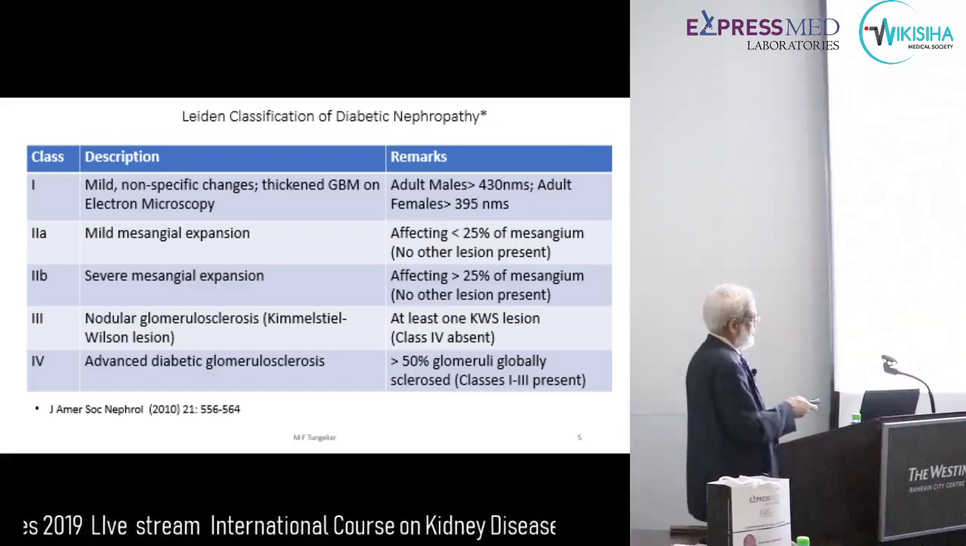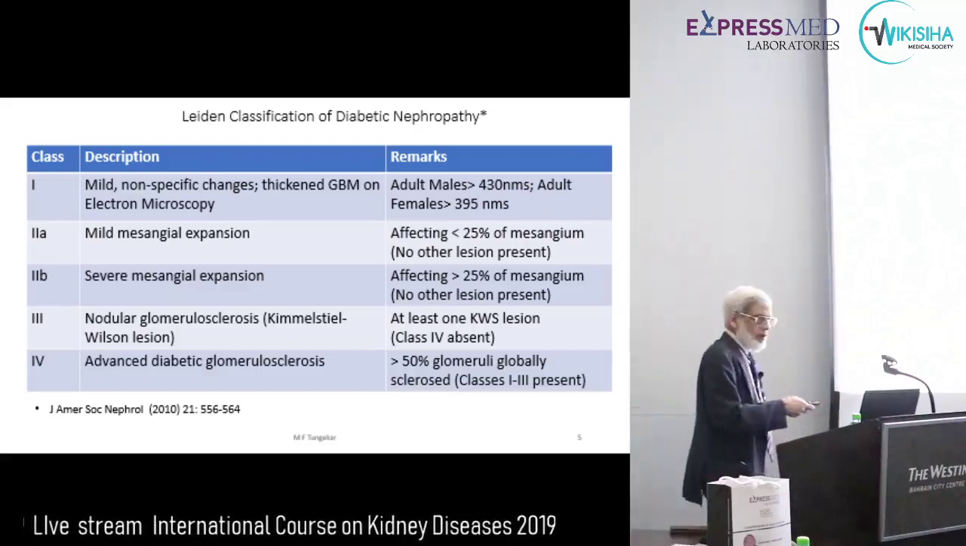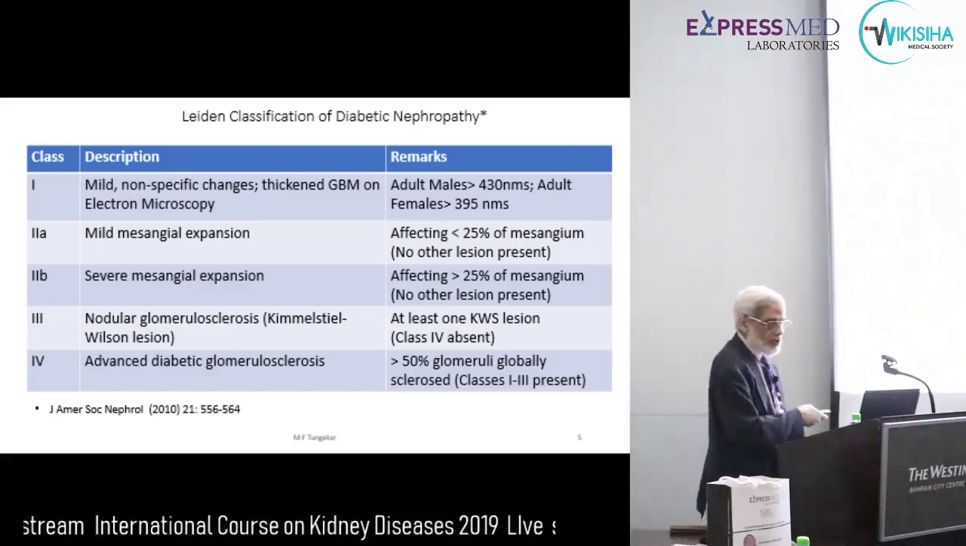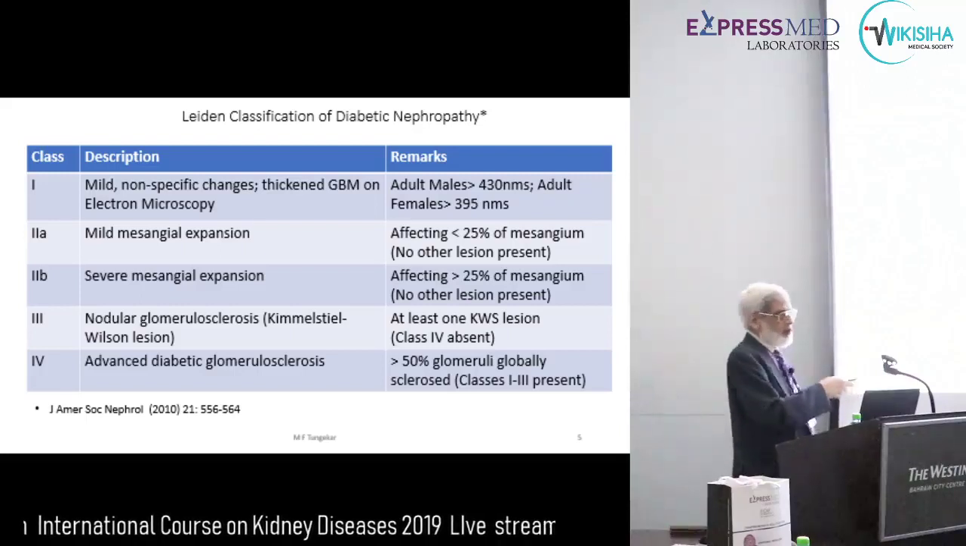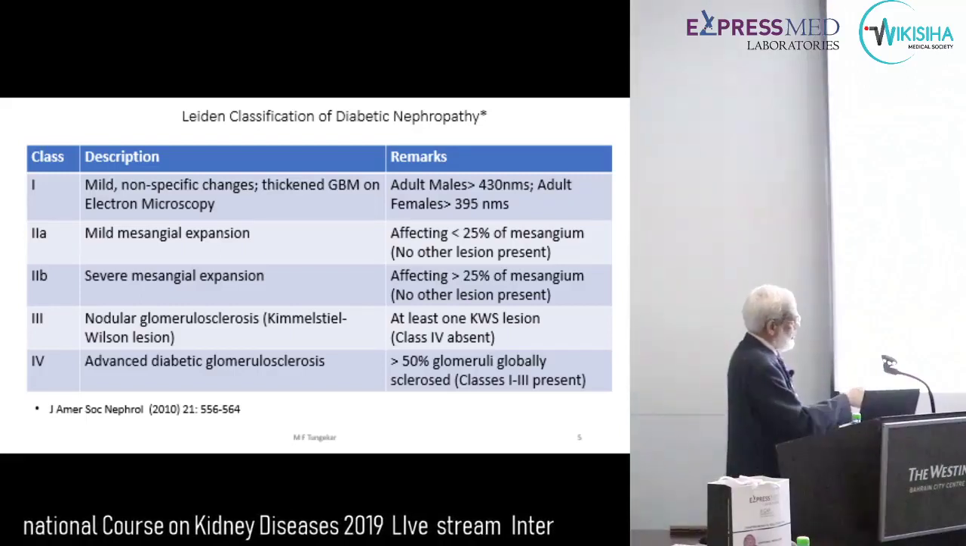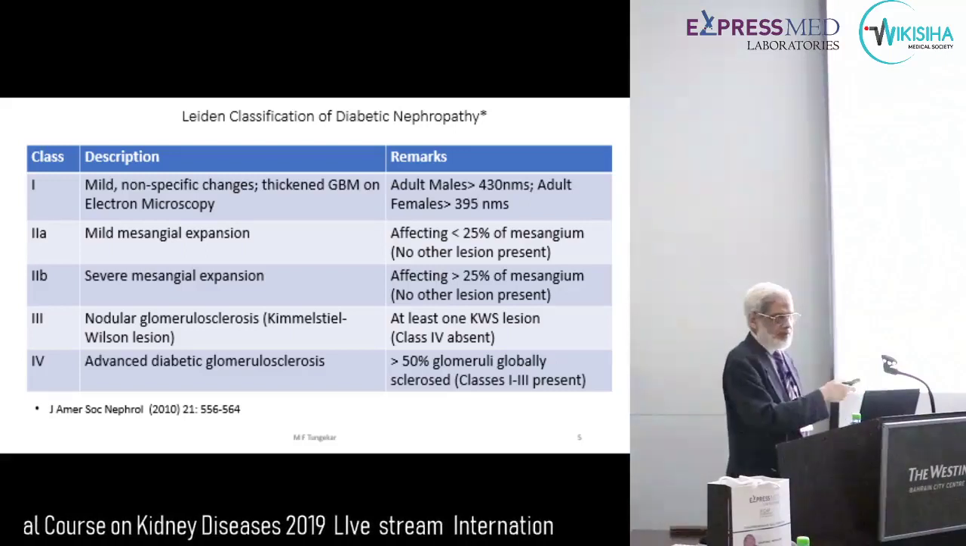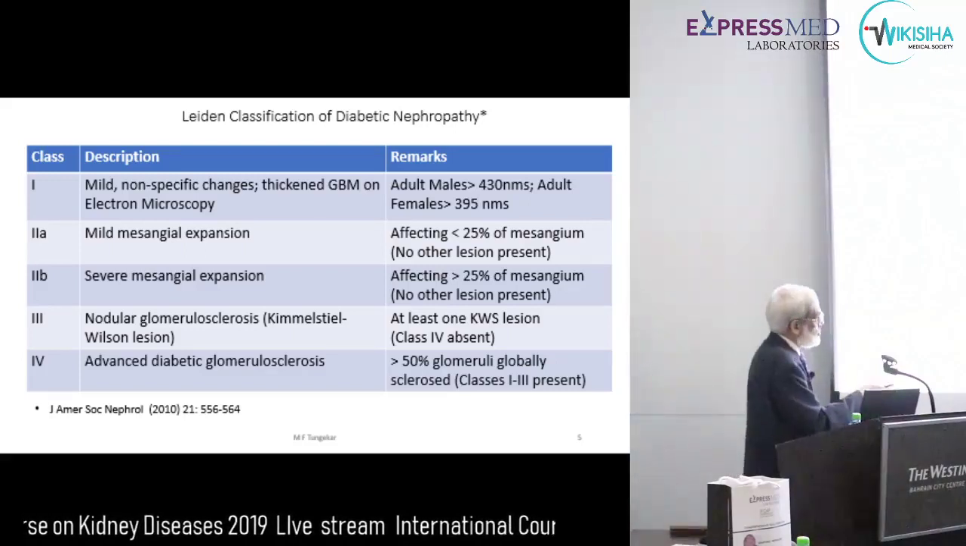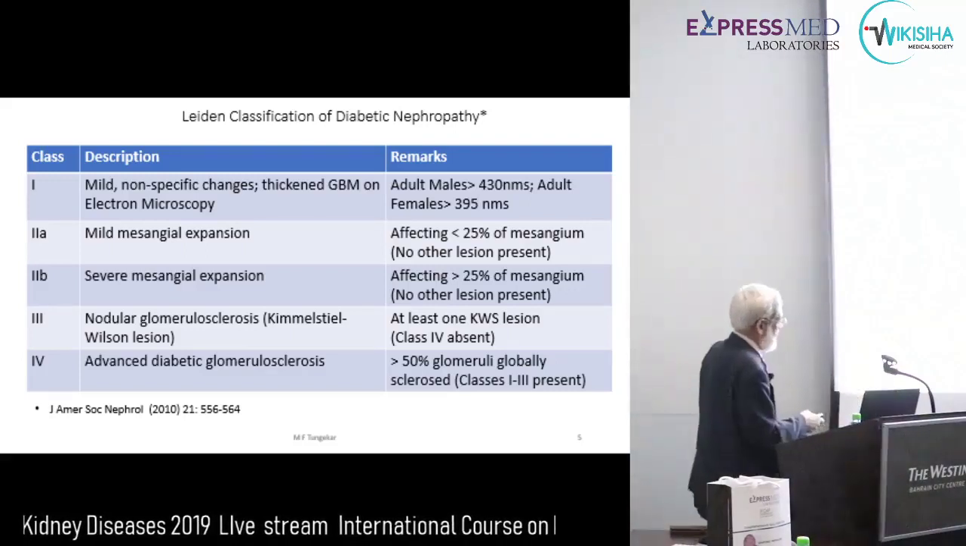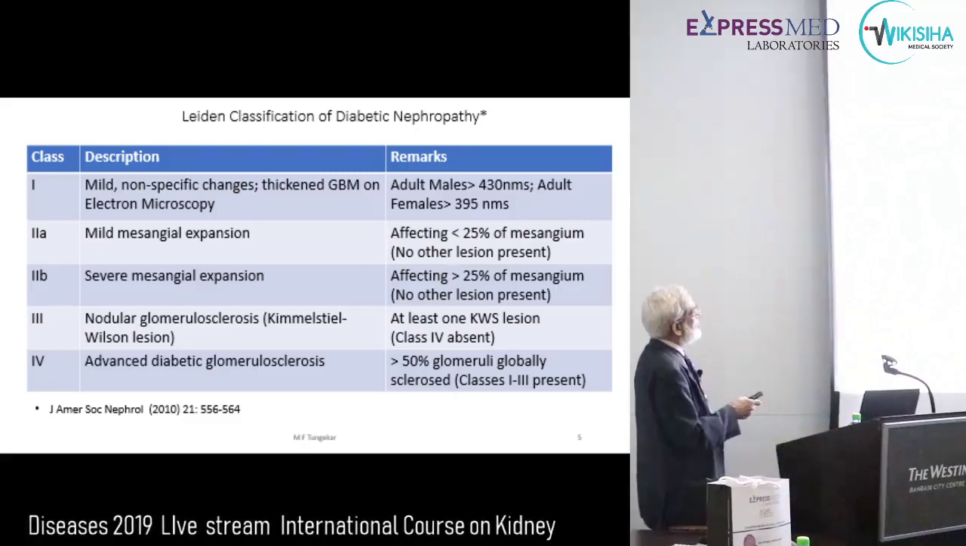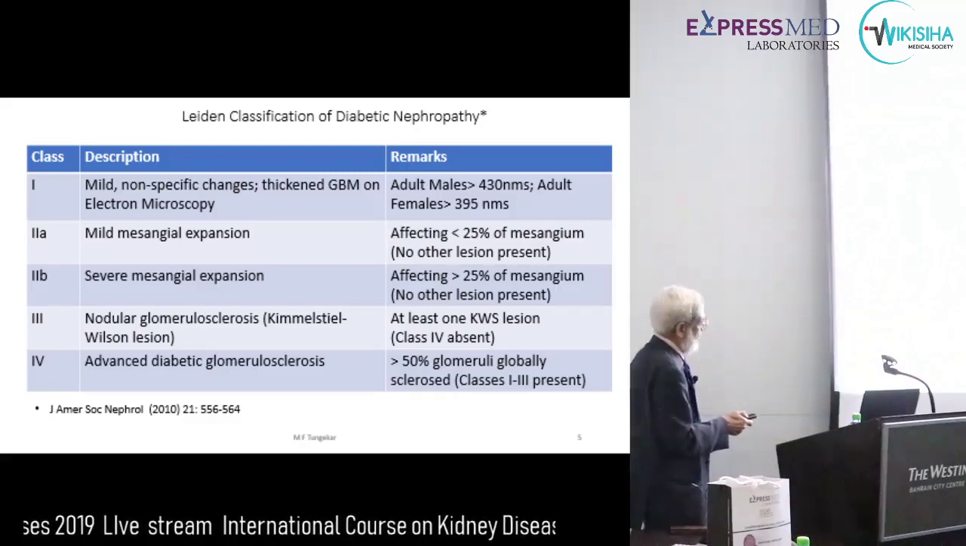But because this change can be non-specific, glomerulosclerosis itself, in order for it to be called diabetic advanced glomerulosclerosis class 4, you must have class 1 to 3 present. Then you can be sure that the glomerulosclerosis is because of diabetic nephropathy. So this was the classification which was laid down in 2010, published.